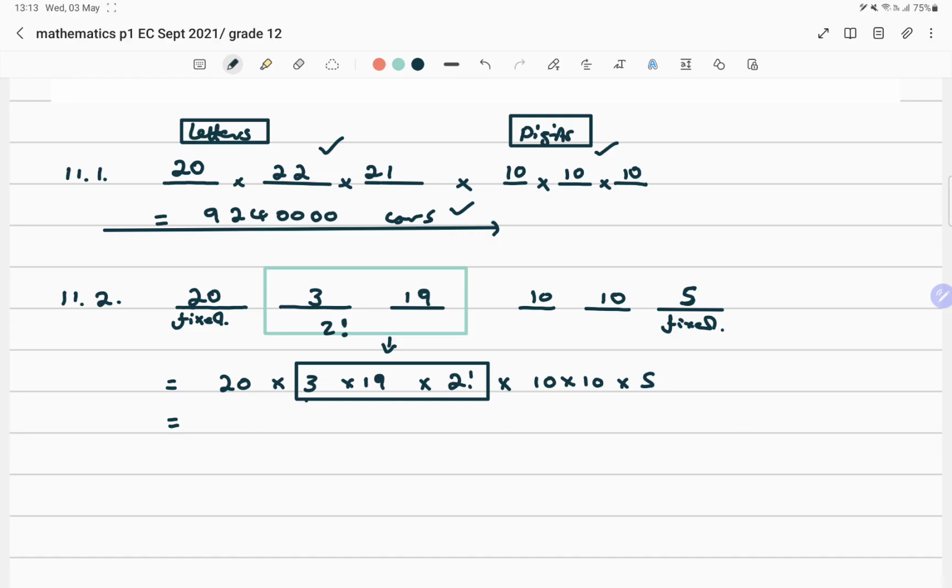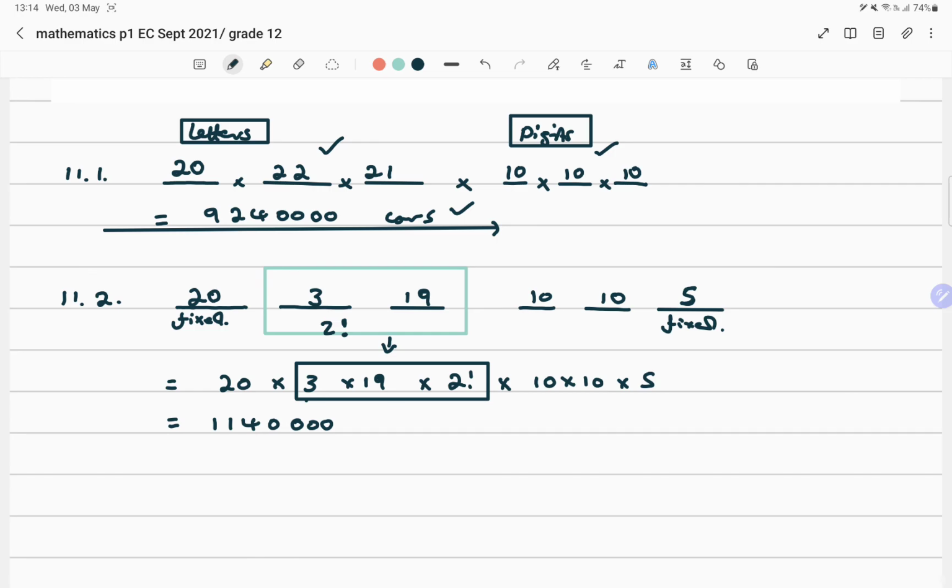So 20 times 3 times 19 times 2, because 2 factorial is just 2. Okay, this one we close. And then we multiply this by 100 for 10 times 10. Then we multiply it by 5. So what we are getting is 1, 1, 4, 0, 0, 0, 0. Again, 1, 2, 3, 4, 5, 6, 7. So this is 1,140,000.